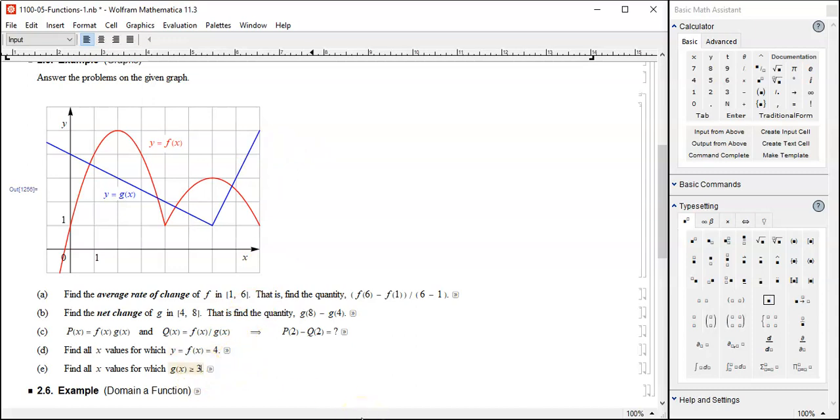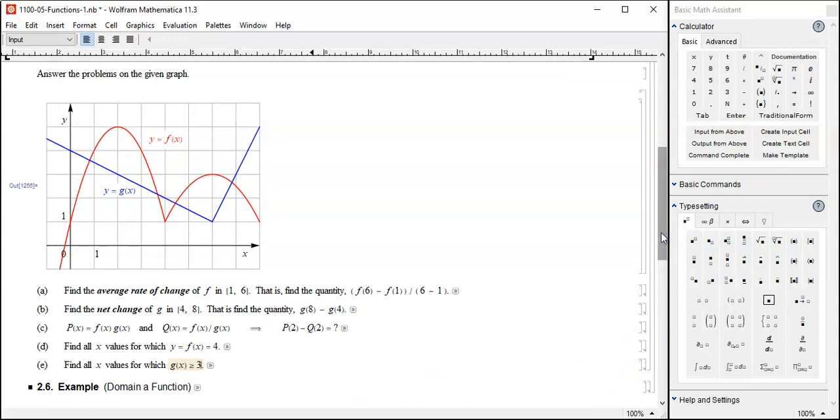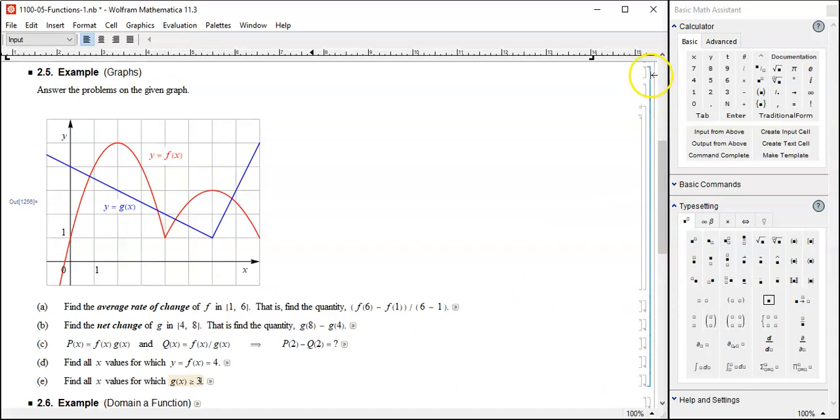Find all x values for which g(x) is greater than or equal to 3. Okay, forget about the red graph and look at the blue graph. And g(x) equal to 3, so y equals 3, but greater than that, so above that region. Okay, I'll stop there. I'm going to ask you to get the rest done. The answer keys are all available here.